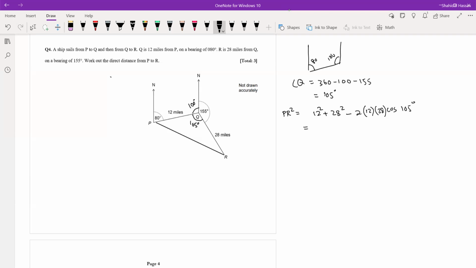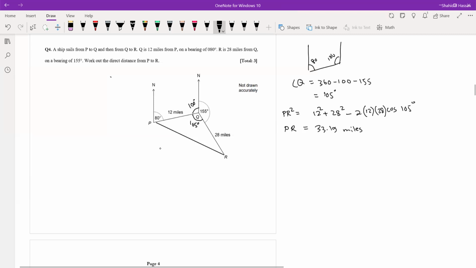12 squared plus 28 squared. Sir, I got 1101.926. Did you square root the answer? Oh, do you want the total answer? I just want the final answer. I got 33.19. 33.19 miles should be the correct answer.